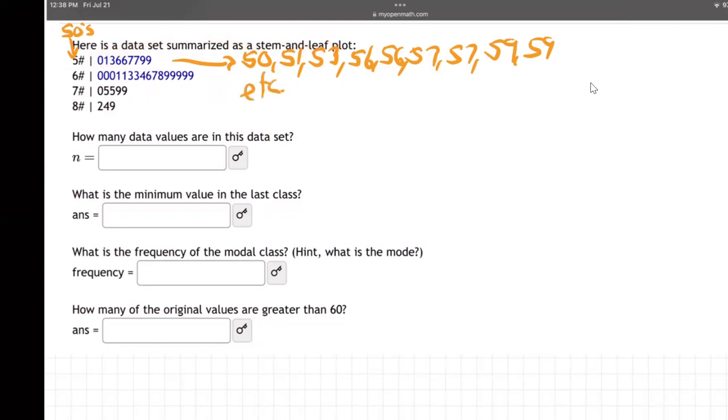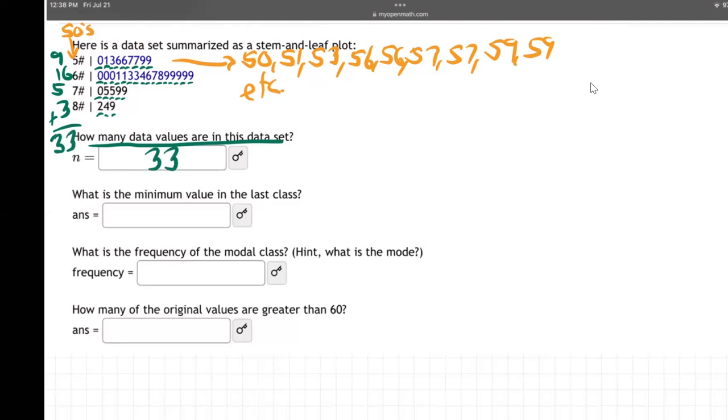Okay, so let's answer the questions. How many data values are in the data set? Oh, we've got to count them. So there's 1, 2, 3, 4, 5, 6, 7, 8, 9. There's 9 numbers here. Then 1, 2, 3, 4, 5, 6, 7, 8, 9, 10, 11, 12, 13, 14, 15, 16 numbers there. 1, 2, 3, 4, 5 numbers there. And 1, 2, 3 numbers there. Add those up. What is that? 33. So there's 33 total data values in the chart.